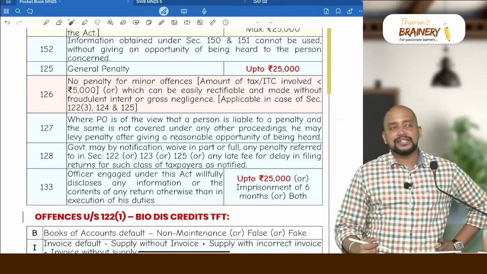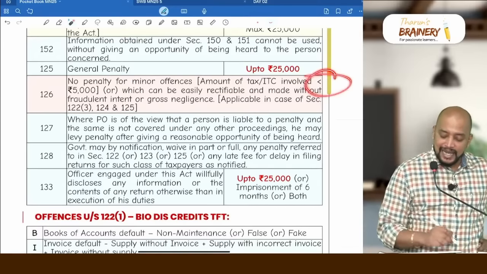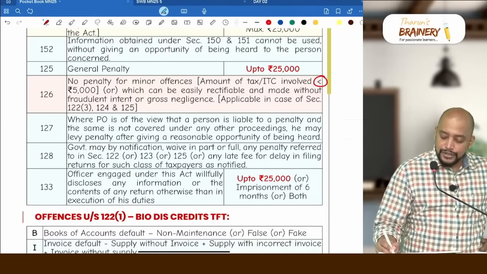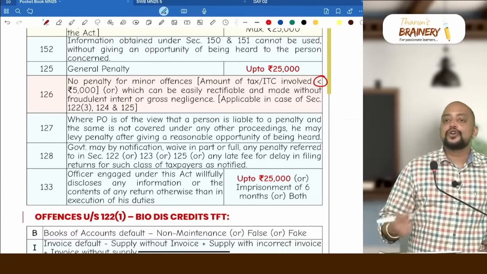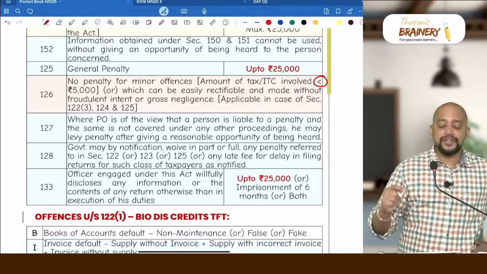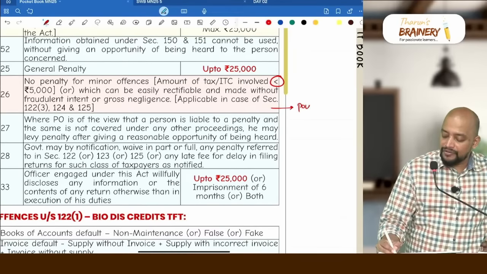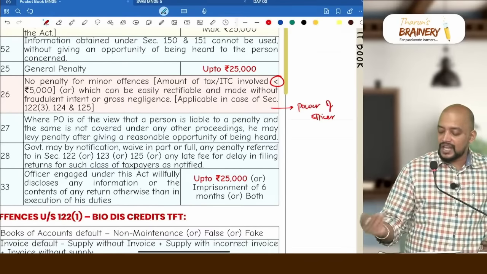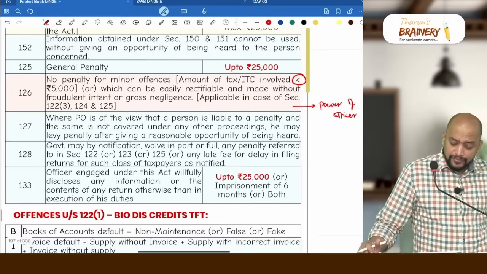What are minor offences? Offences where the tax or ITC involved is less than or equal to 5,000. Then there is no penalty. This is the power of the officer. So this section 126 is the power of the officer, the power of the officer not to levy any penalty or to reduce penalty. Got it? Power of officer.